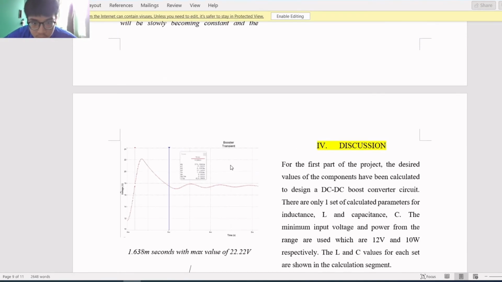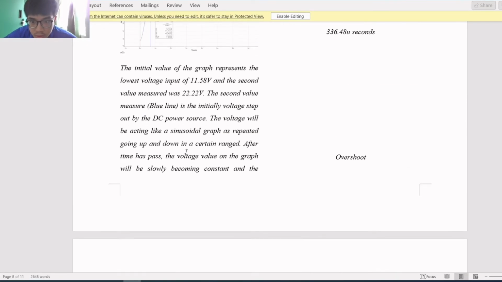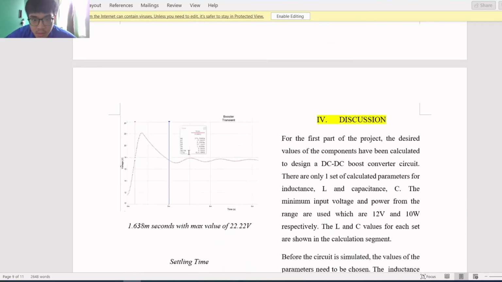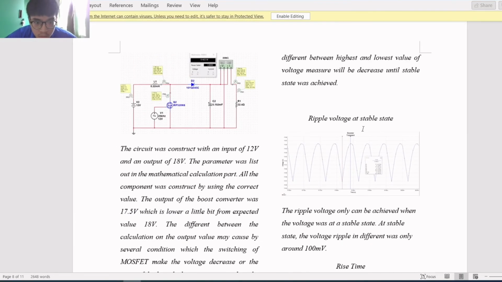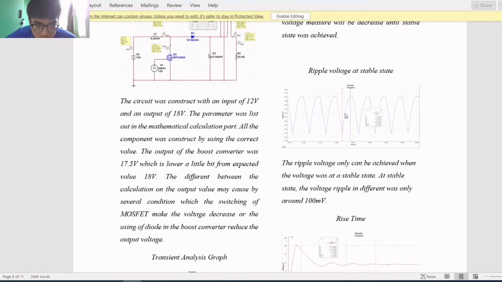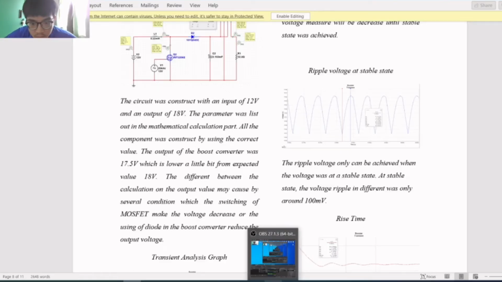for the settling time and also for the transient analysis circuit, the ripple voltage in stable state we calculated by deducting the minimum value from the maximum value, and we got around 100 millivolt. So thank you for my presentation.